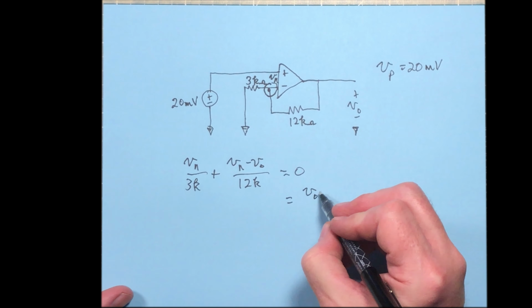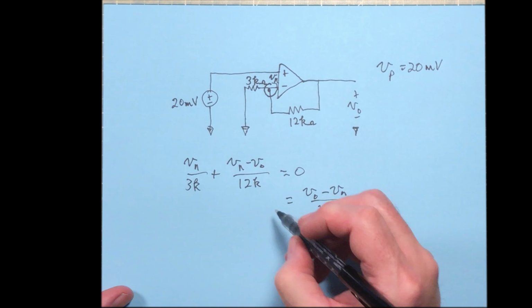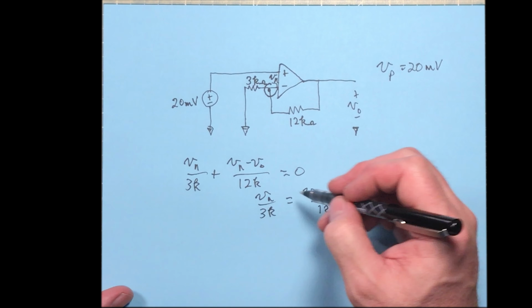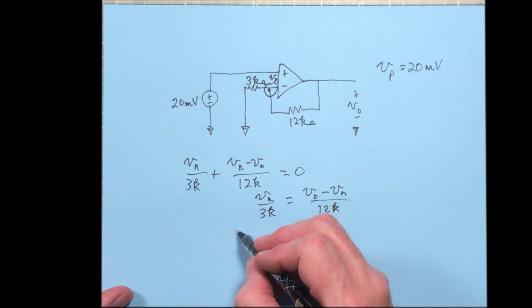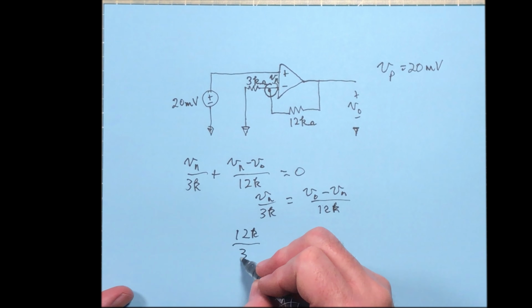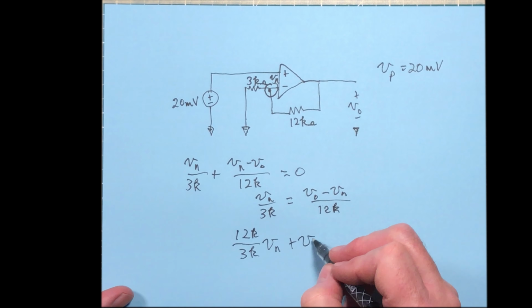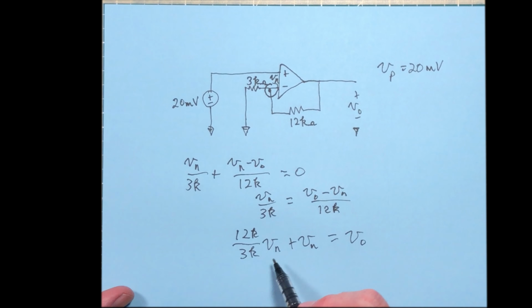You can write this as V output minus V sub N over 12K is equal to V sub N over 3K. But anyway, 12K over 3K V sub N plus V sub N is what the output is. Okay, look. What is that? Non-inverting. You've seen this one before.